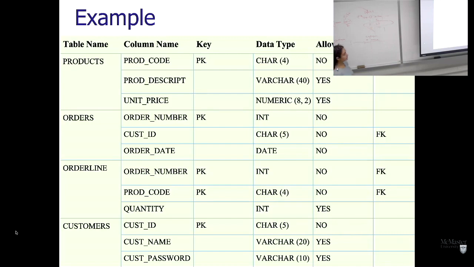And the numbers that you see inside, for example, when we have char 4, the 4 means it has 4 letters. This is the length of your data. And for the numeric, for example, when we have 8, 2, it means that the number can be up to 8 digits, and the 2 shows the number of decimal points, up to 2 decimal points.